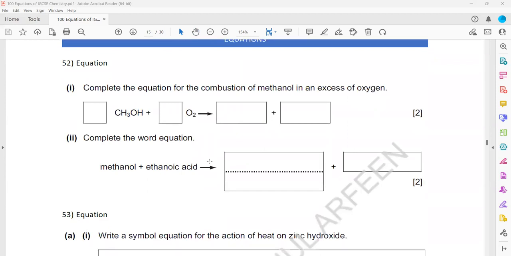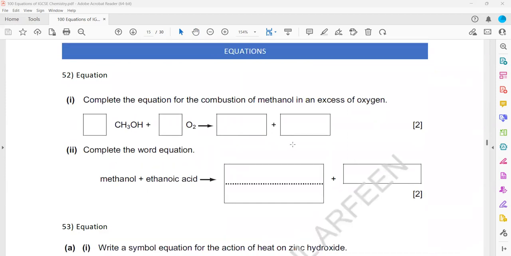Complete the equation for a combustion. Combustion means burning, and excess oxygen is mentioned. So excess means it should give off carbon dioxide, and hydrogen is also there, so water. For a combustion equation, first you write the products, then you balance the equation. Start with carbon, followed by hydrogen, and at the last, oxygen.